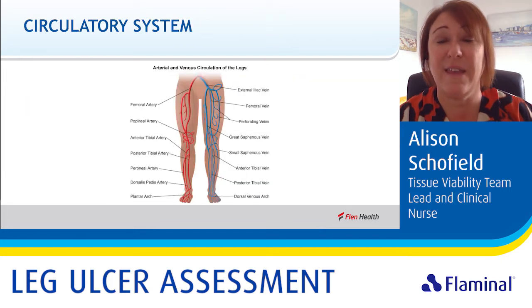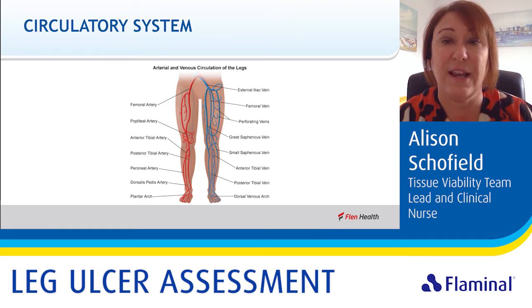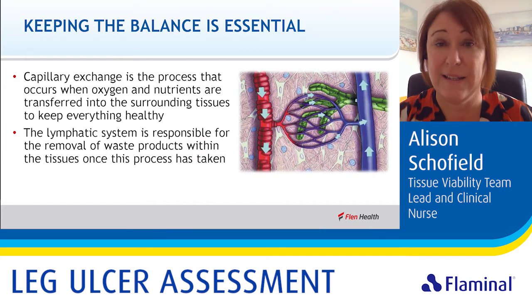So there we have it. There's a diagram for you of the circulation system. So we've got the arterial and the venous circulation of the legs with all the different arteries and all the different veins there. So they are interlinking, running alongside each other, up and down the body. So keeping the balance is essential.